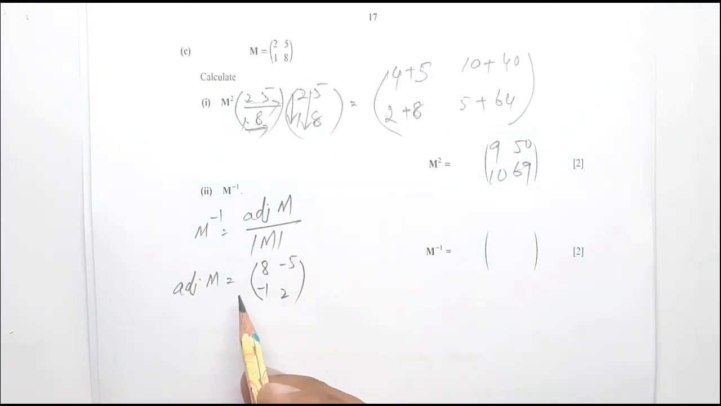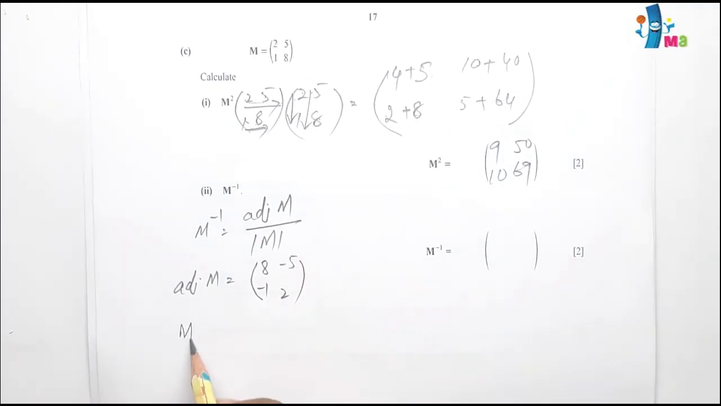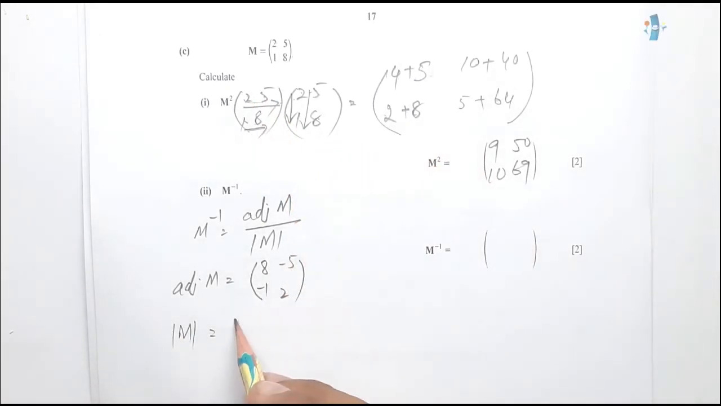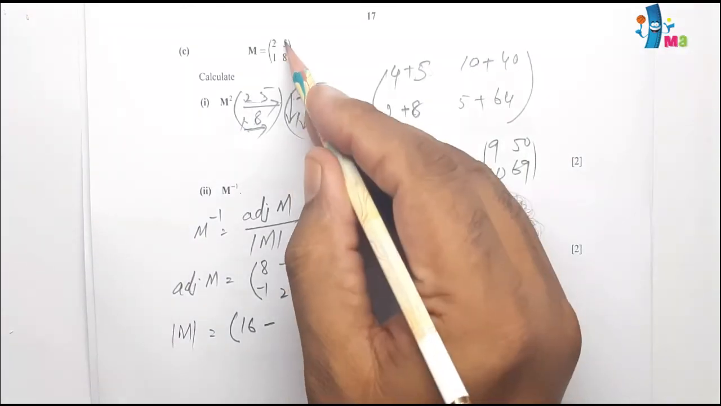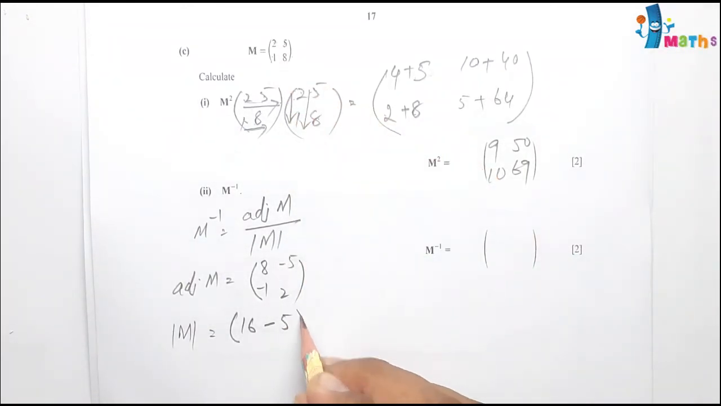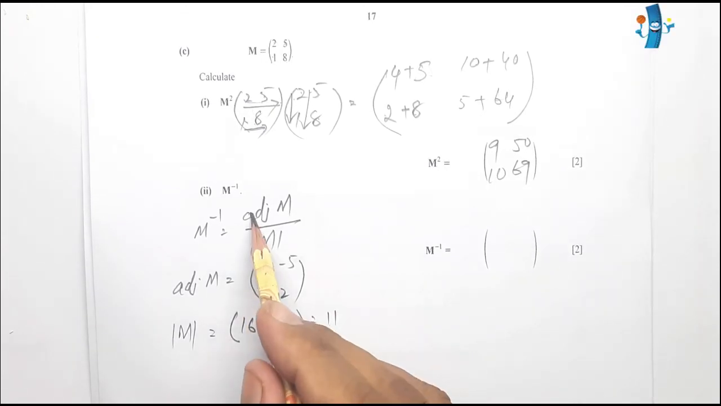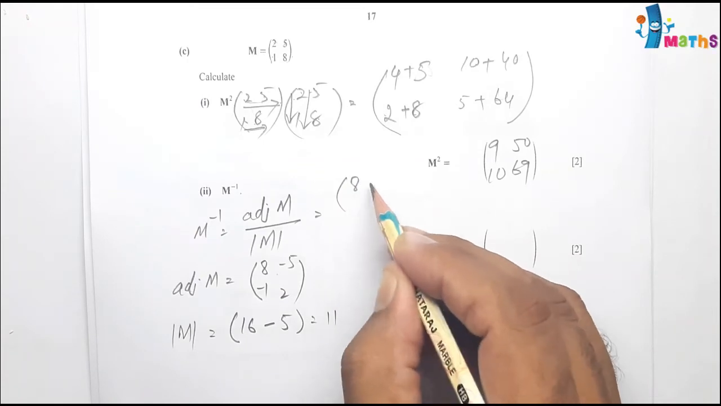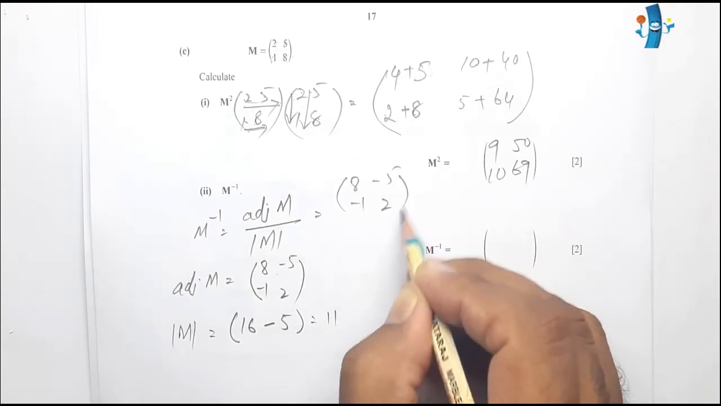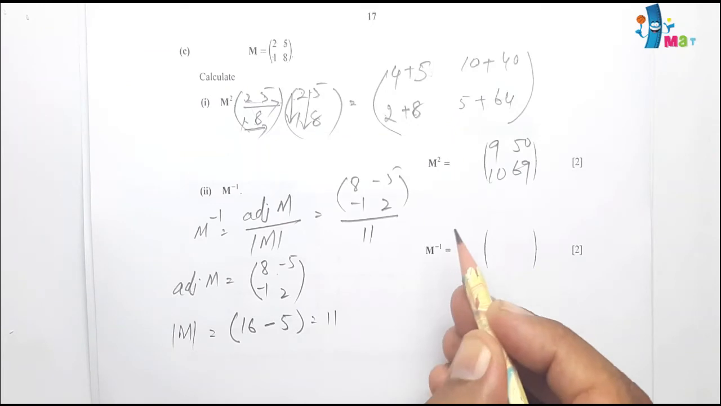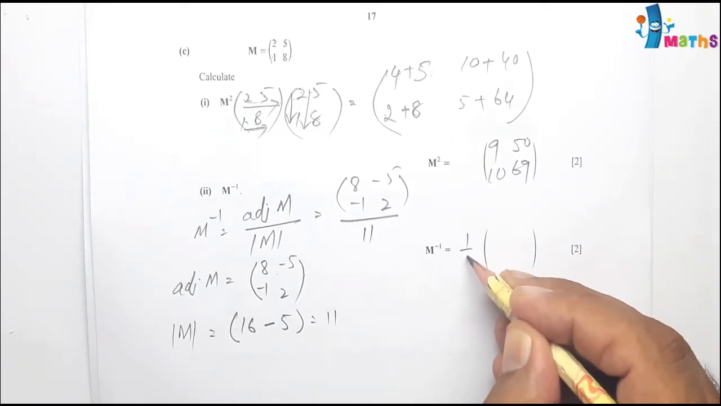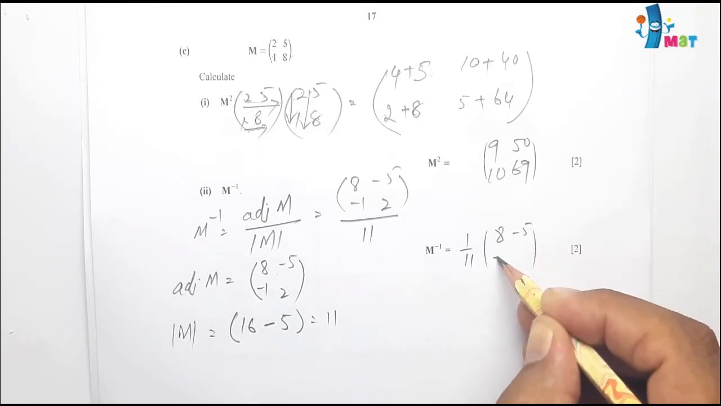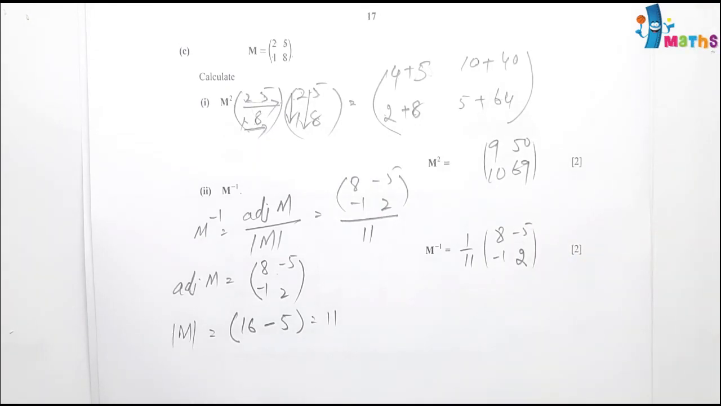So this is adjoint of M, and M mod we can write. In M mod we are multiplying these two. 8 into 2 will be 16, minus 5 into 1 will be 5, so which is equal to 11. So we will replace values in this. So adjoint of M will be 8, minus 5, minus 1 and 2 divided by 11. So we can write answer like this one, 8, minus 5 and minus 1 and 2.